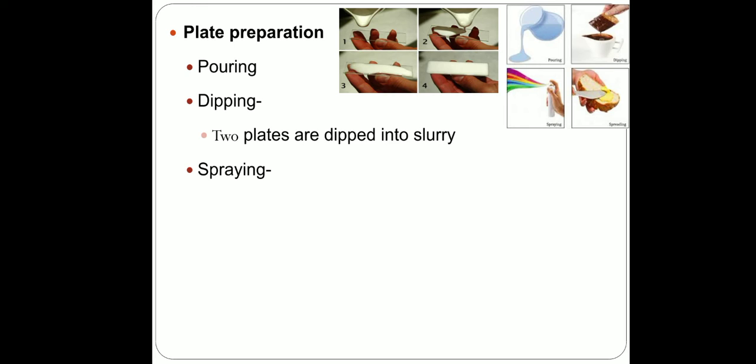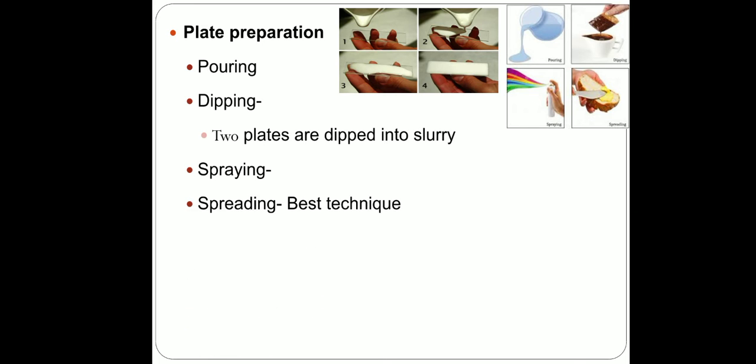And third one is spraying. By using a sprayer, this technique can be carried out. By using a TLC sprayer, we can spray the silica gel slurry over the glass plates. But the problem is that layer thickness cannot be maintained. That is the disadvantage of the spraying technique.